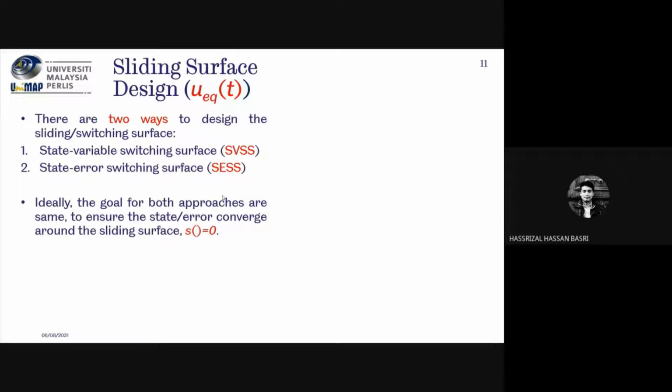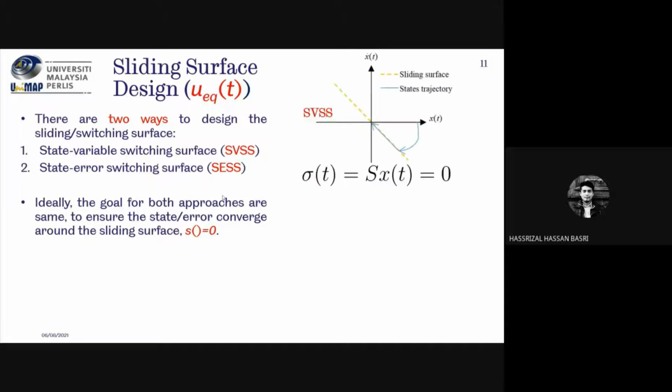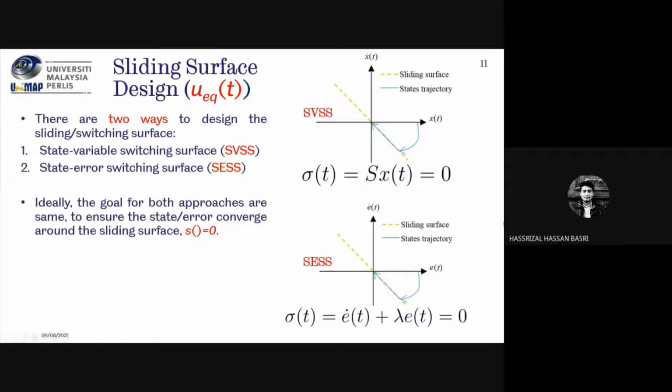Okay, so there are two ways to design the switching surface. The first, we can use SVSS, state variable switching surface, and the second, we can use state error switching surface, SESS. Ideally, the goal for both approaches is the same: to ensure the state or error converges around the sliding surface. So I will show you what the SVSS and the SESS are. This is the equation for the SVSS. Next, this is the equation for the SESS.